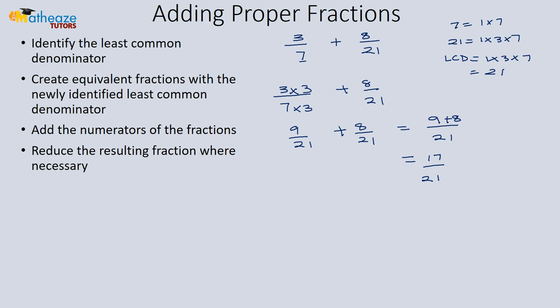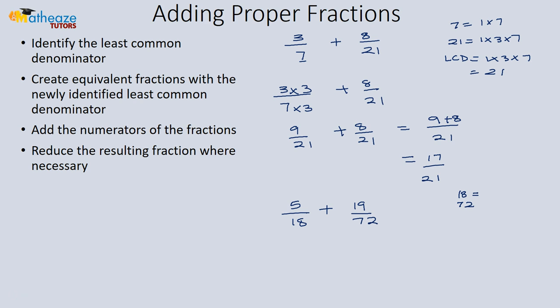Now let's try one final example. Final example here would be 5 over 18 plus 19 over 72. So, like we did earlier, we have unlike denominators. So what we're going to do is look for the LCD of 18 and 72.